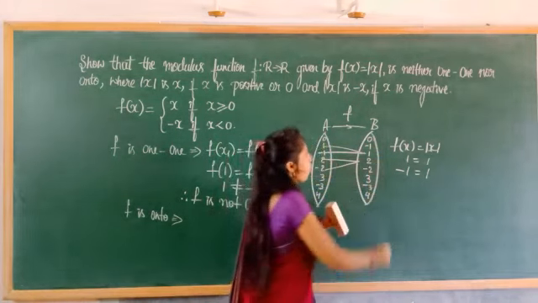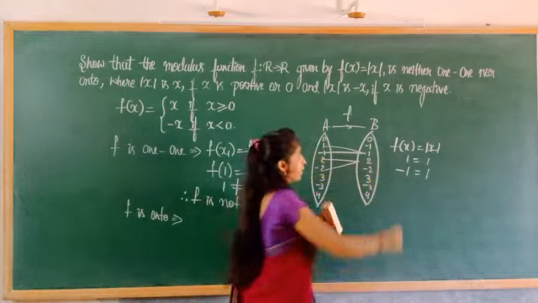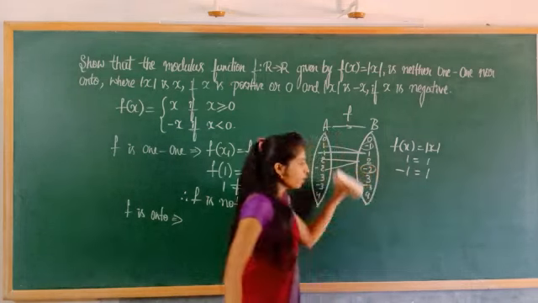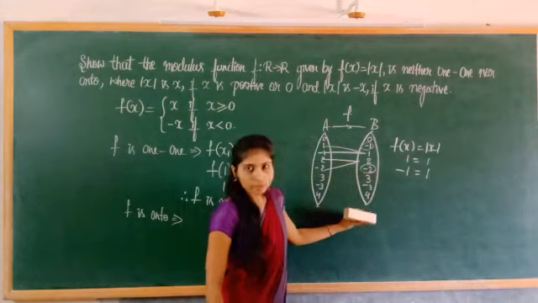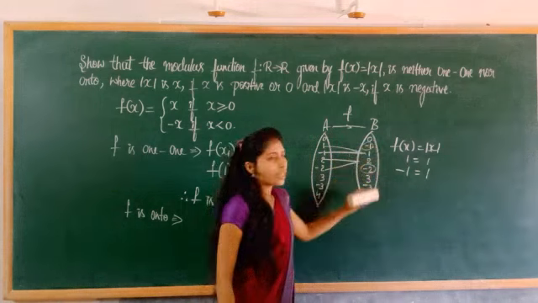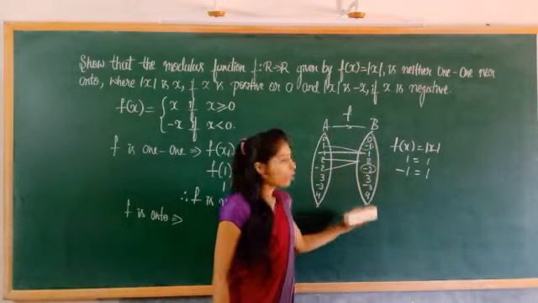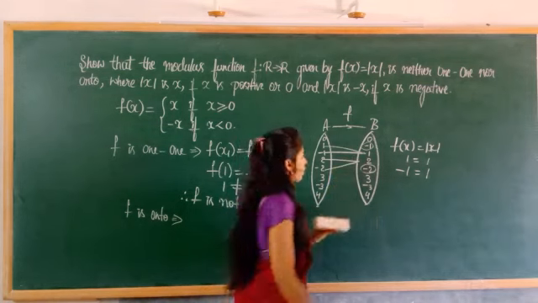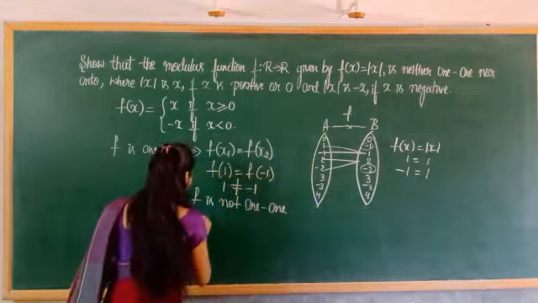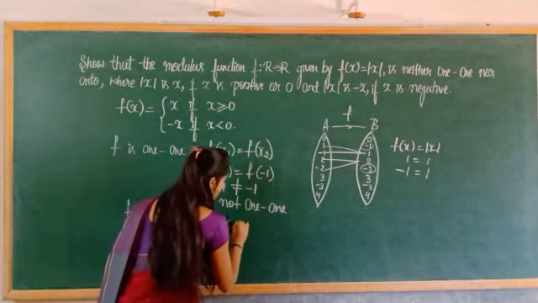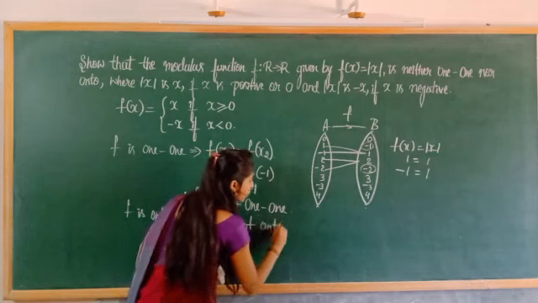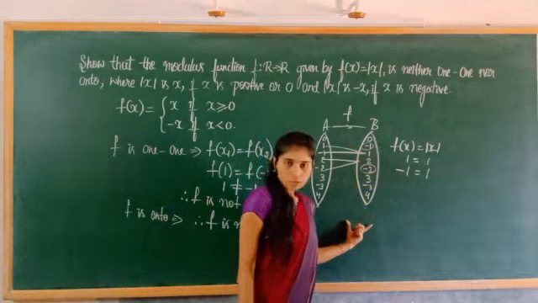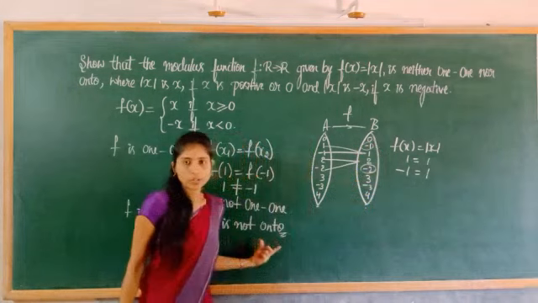But here only positive values we are considering. Negative values like minus 1 and minus 2 are left in the codomain, but no element should be left in the codomain in onto, right? Here the negative values we are not considering, only positive values we are taking. So f is not onto, right? In onto the condition is what? Range should be equal to codomain, but here many elements are left in codomain, so f is not onto here. Okay, the next problem.